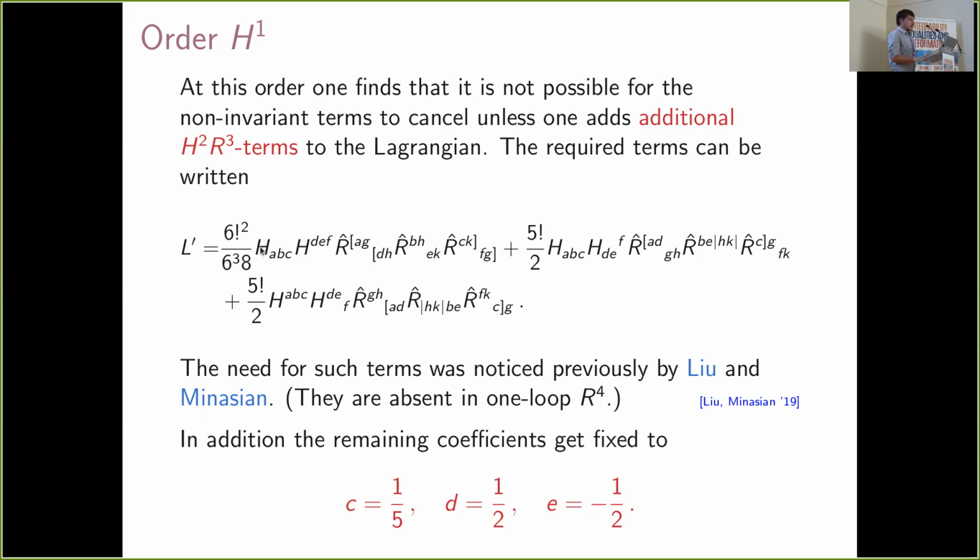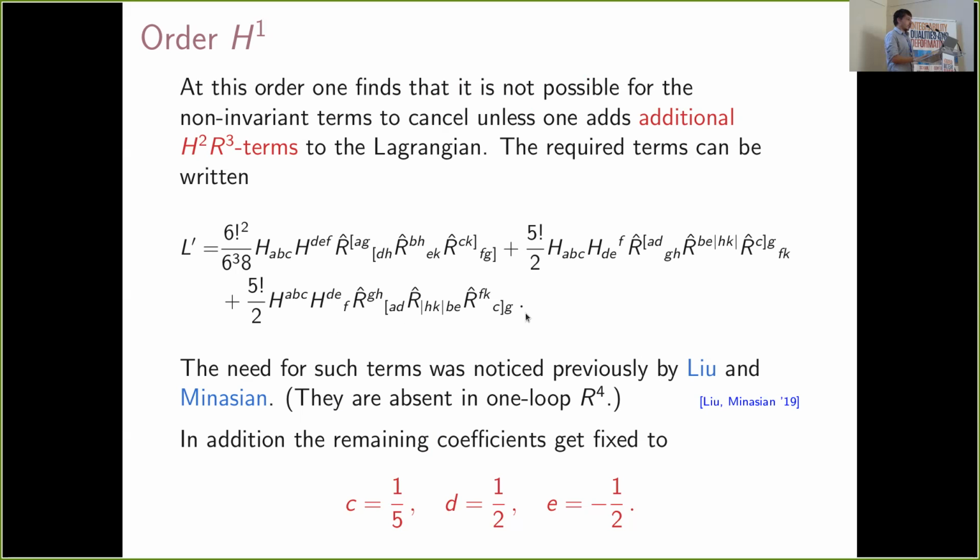It's important here that there's no contraction between these two H's. So that actually means that it doesn't mess up the result at 0th order in H. In fact, the need for terms like that was already seen in scattering amplitude calculations by Liu and Minasian in 2019. But they didn't write them in such a simple form.